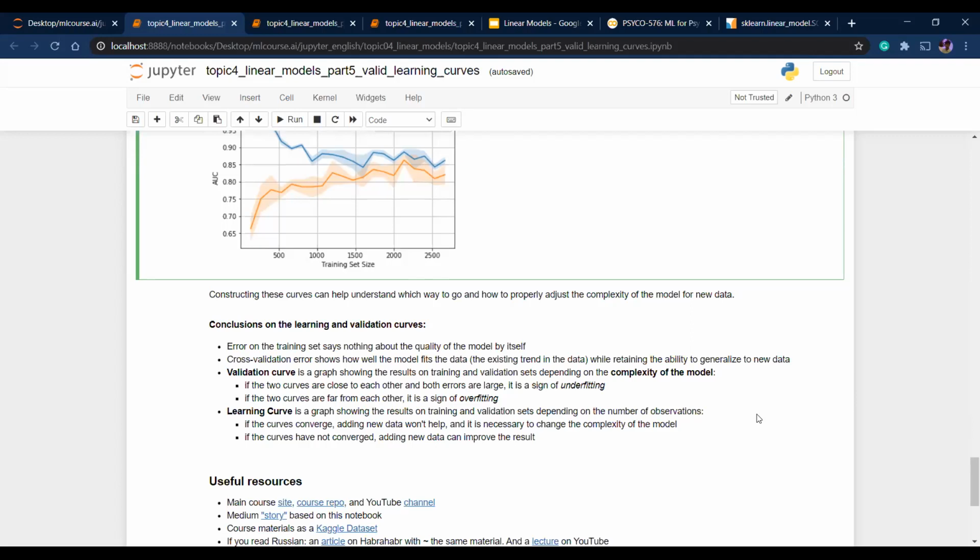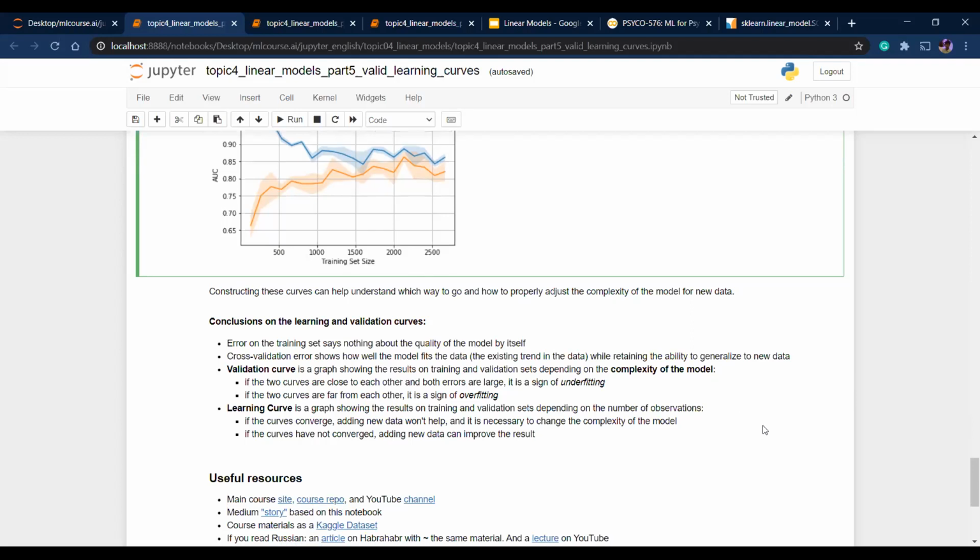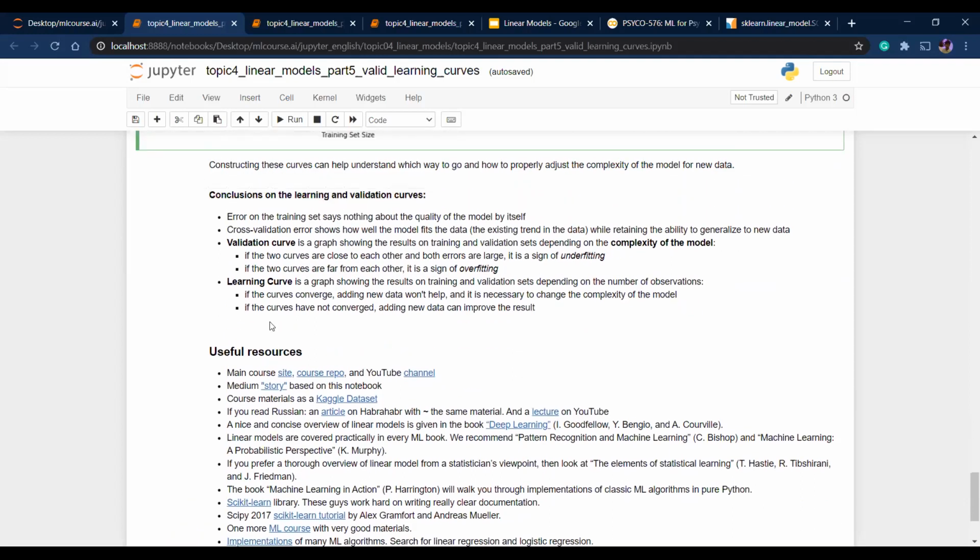So if the two curves are very far from each other, then it's a sign of overfitting. In this case, our training curve will have a very low error, but our validation curve will have a very high error. Okay. And in the case of a learning curve, if the curves converge, adding new data won't help.